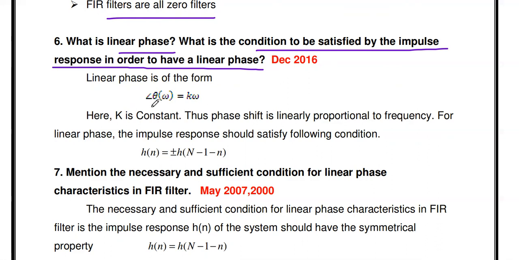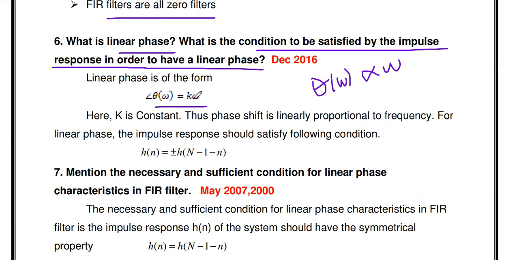The phase shift, theta of omega, is directly proportional to omega. Okay, so you see the phase angle theta of omega is directly proportional to the frequency omega, then that type of corresponding filter is called a linear phase filter. Okay, so you see theta of omega is equal to k into omega. Okay, in order to equate this proportionality, we have to put one proportionality constant k. So theta of omega is directly proportional to omega.